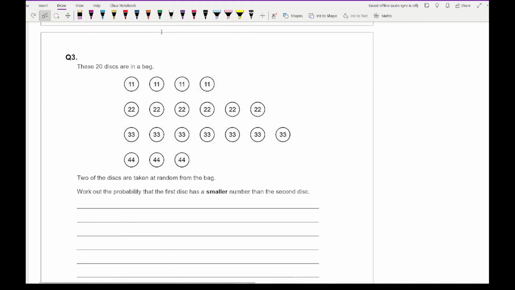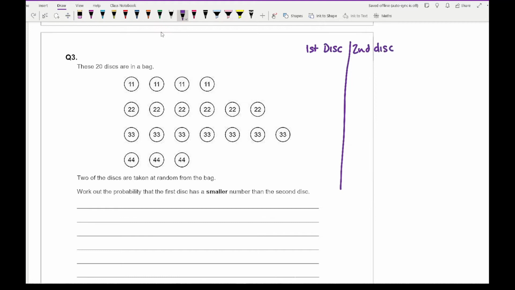Moving on to question 3, and again, if you want to have a go at this question, please pause the video at this point and have an attempt, then unpause so I can carry on with the question. So here it says, these 20 discs are in a bag. 2 of the discs are taken at random. Work out the probability that the first disc is smaller than the second disc. So for this, let's have a look at the possible situations. So here we've got the first disc, and we've got the second disc.